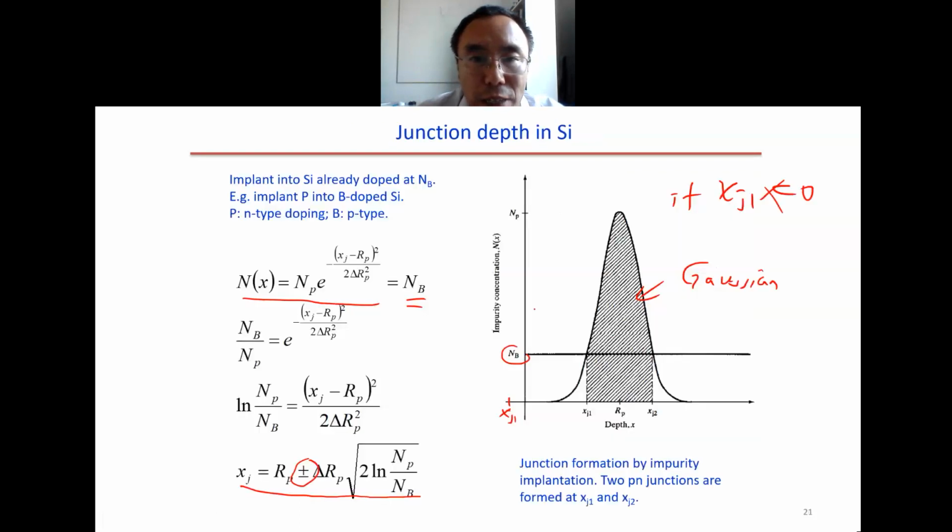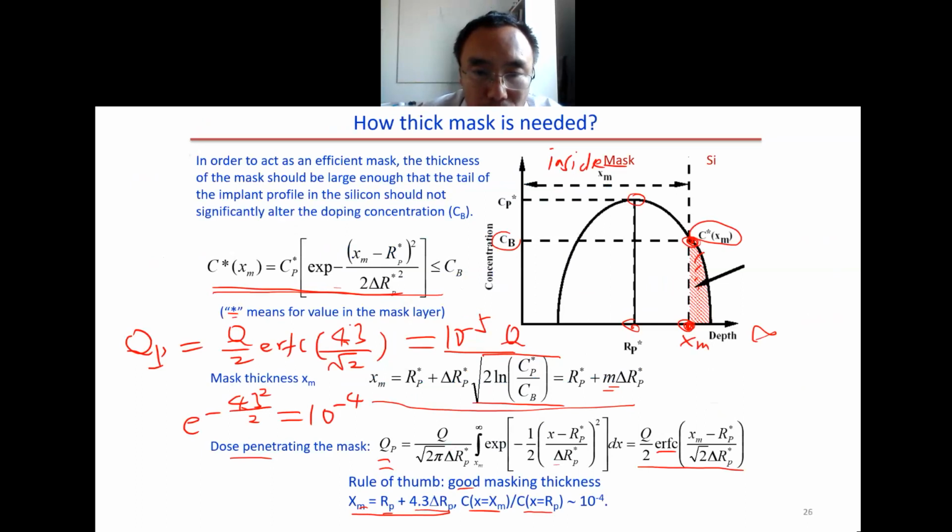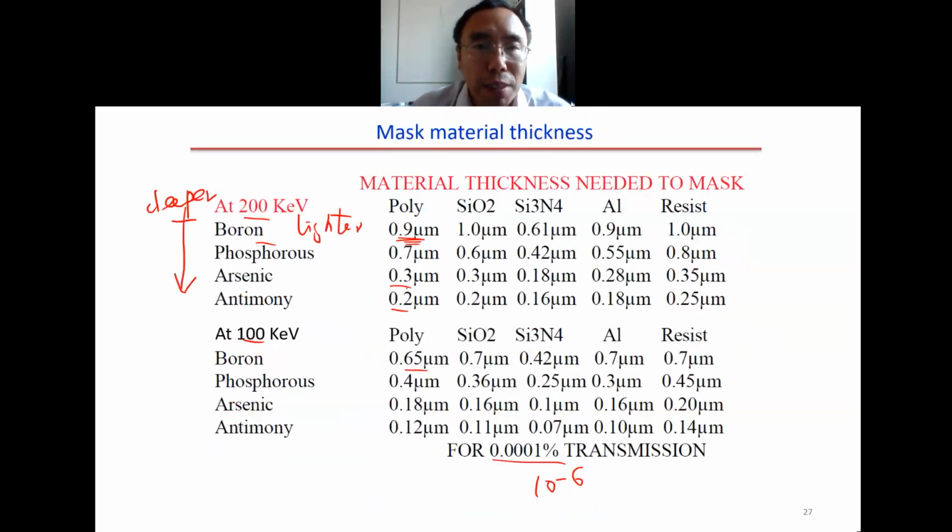So what do you see for the values here? We have all the R_p star here, so this is the star. And this is also R_p star. So these are for the mask. The values here are for the mask material, not for the silicon. That's why you can see it's different from the silicon. They are different. So this is the polysilicon, silicon oxide, silicon nitride. Aluminum and resist can also be used as the mask, because ion implantation is done at room temperature, so the resist is good.